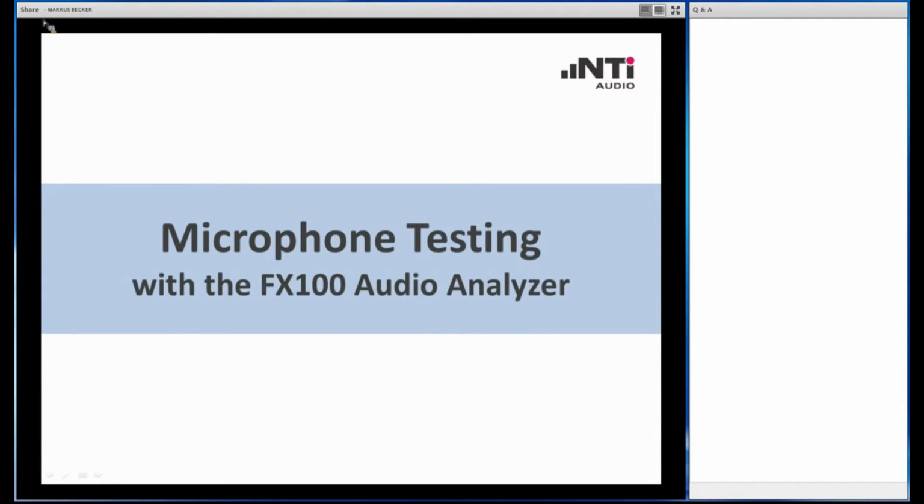The topic of today is the testing of microphones with the FX100 audio analyzer.